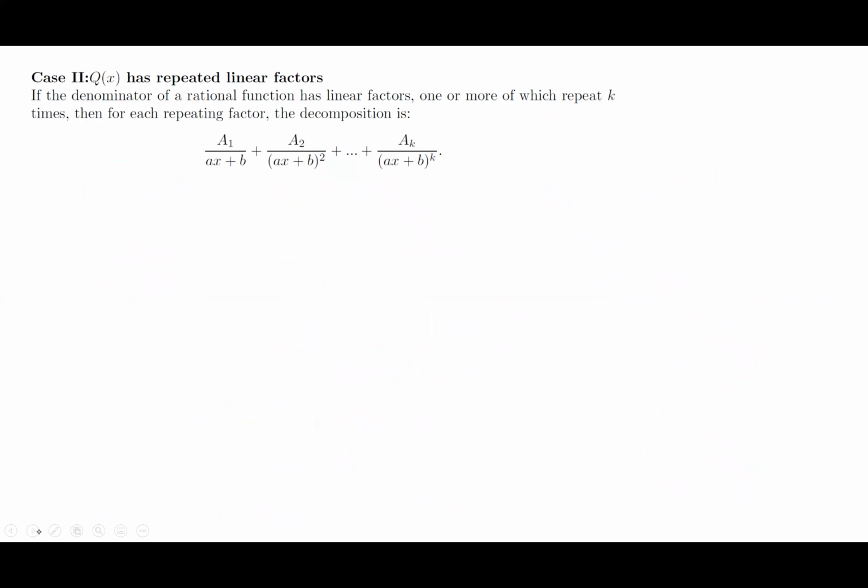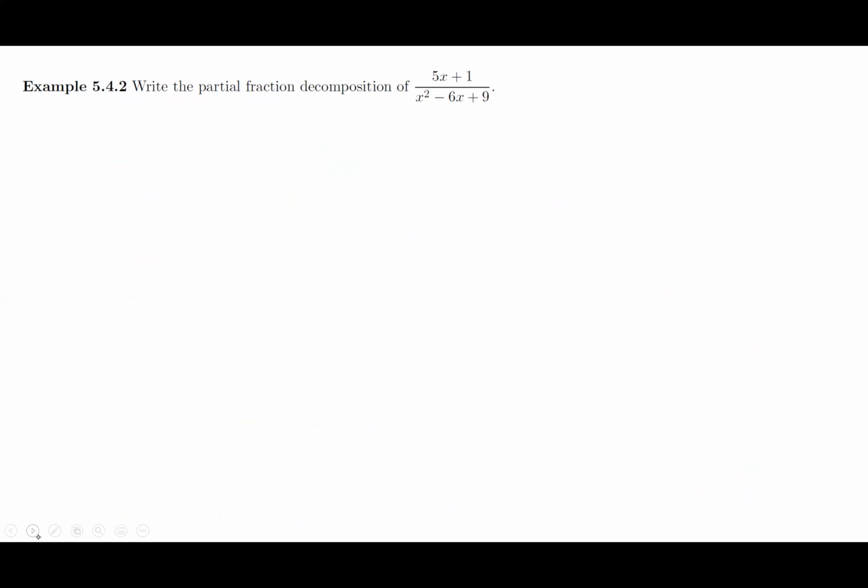What if there are repeated linear factors? Excuse me. So here we still have constants in our numerator, but notice my denominators, right, are each raised to all the previous powers up to whatever multiplicity that factor has. Again, let's put it into practice. So we have 5x plus 1 over, well, x squared minus 6x plus 9 factors as (x minus 3) squared.